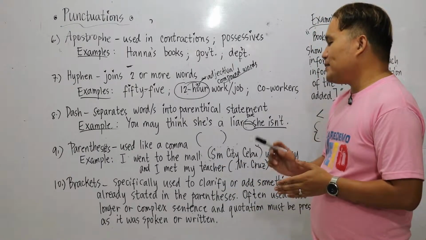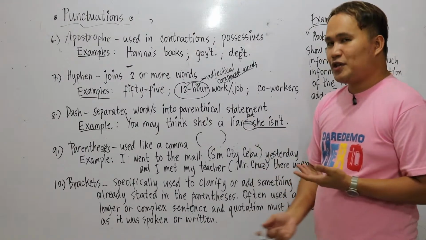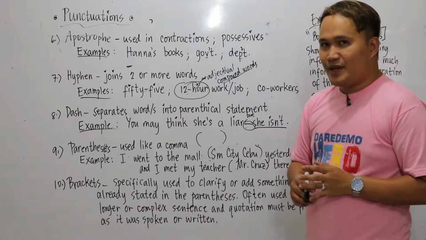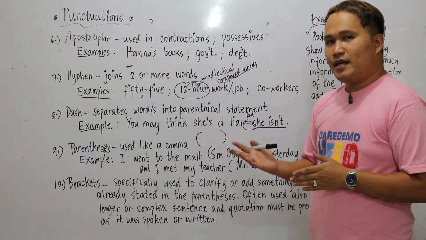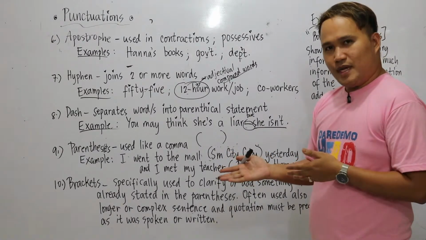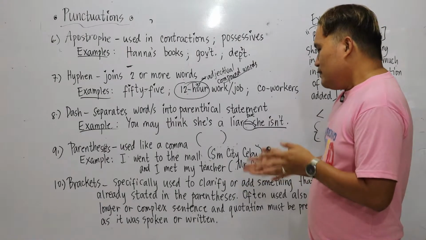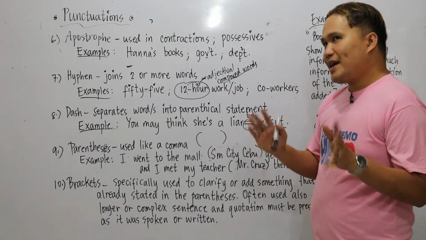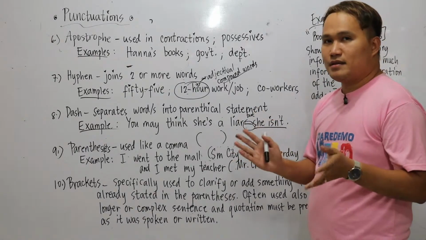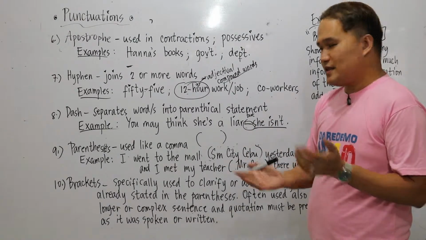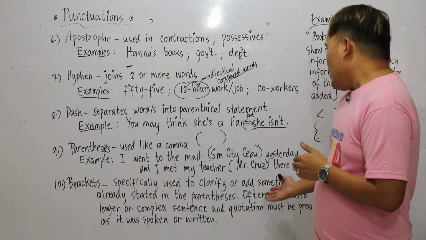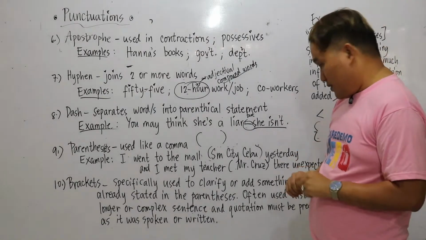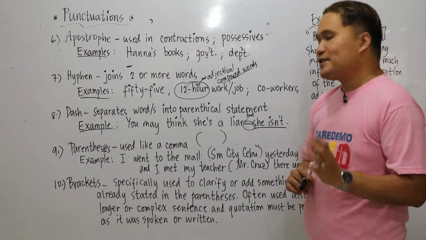Okay, brackets are specifically used to clarify or add something that is already stated in the parentheses. So that's why I told you that brackets are like younger siblings of parentheses, because they have the same function. However, brackets can be found inside the parentheses. It's like that. Okay? They are often used also for longer or complex sentences, and quotations. Quotation marks must be presented as it was spoken or written.